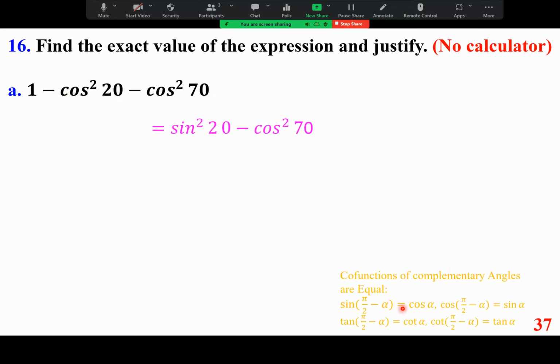Sine of pi over 2 minus alpha is cosine of alpha. Cosine of pi over 2 minus alpha is sine alpha. Tan of pi over 2 minus alpha is cotangent alpha. Cotangent of pi over 2 minus alpha is tan of alpha. In other words, if you look at a triangular shape, just for the sake of argument, a right triangle in general, the concept is as follows.